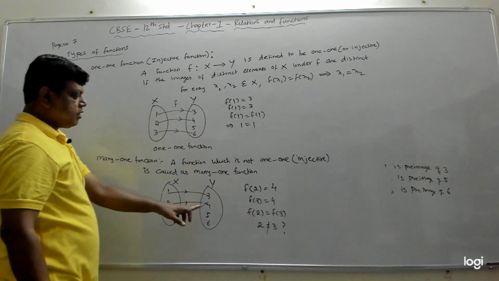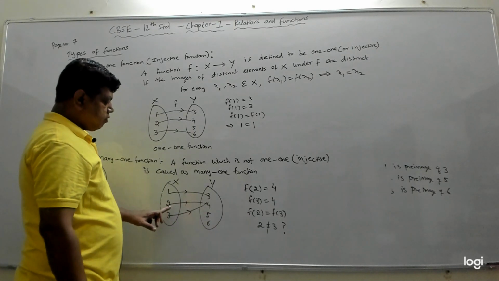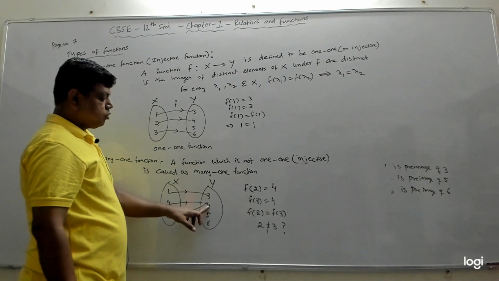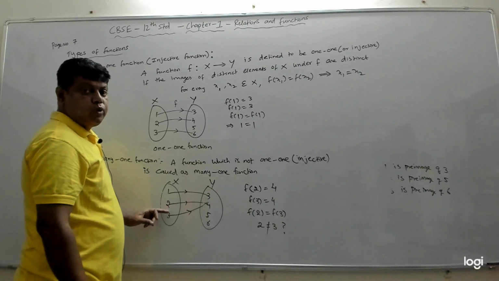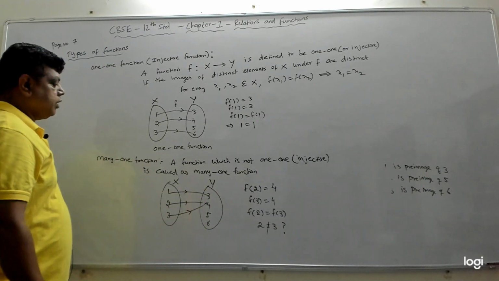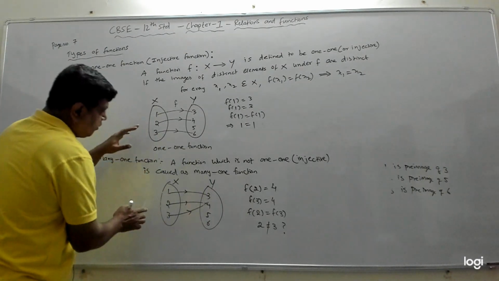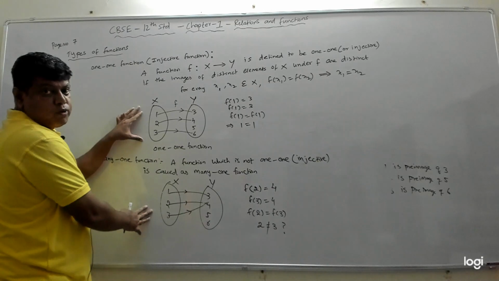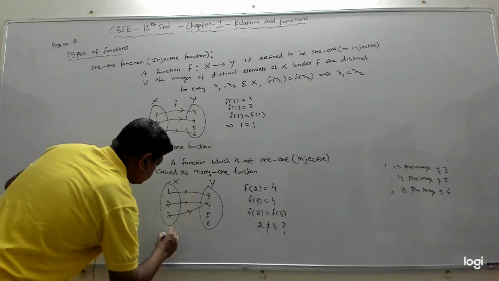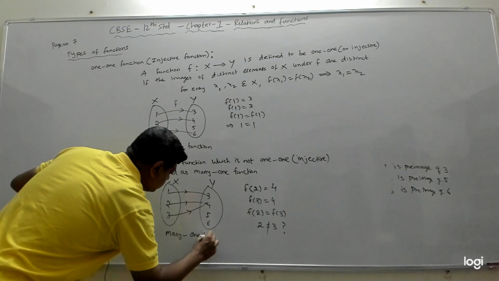Right, here if you take any image, say 4, f of 2 is 4 and f of 3 is also 4, but that doesn't mean that 2 equals 3. Therefore it is not one to one. Fine. So this function is one to one, and this function is many to one. But both are functions. This type is a one to one function, and this is a many to one function.